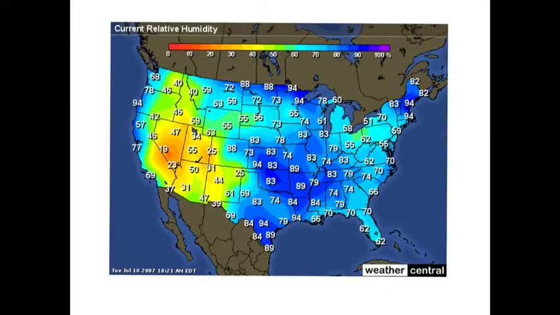This is a map of the current relative humidity on Tuesday, July 10th at 10:21 a.m. in 2007. Humidity is the amount of moisture in the air. Relative humidity is the percentage of water in the air compared to the most water that the air can hold at each temperature.